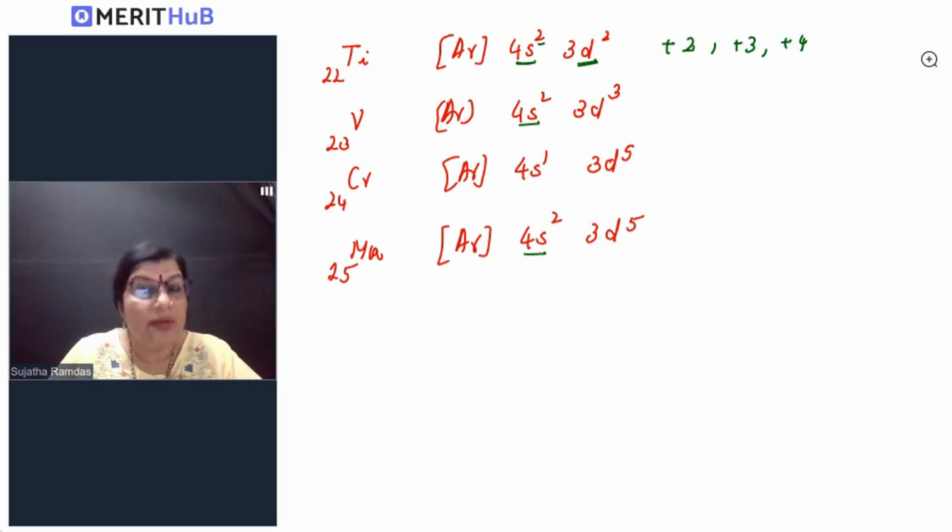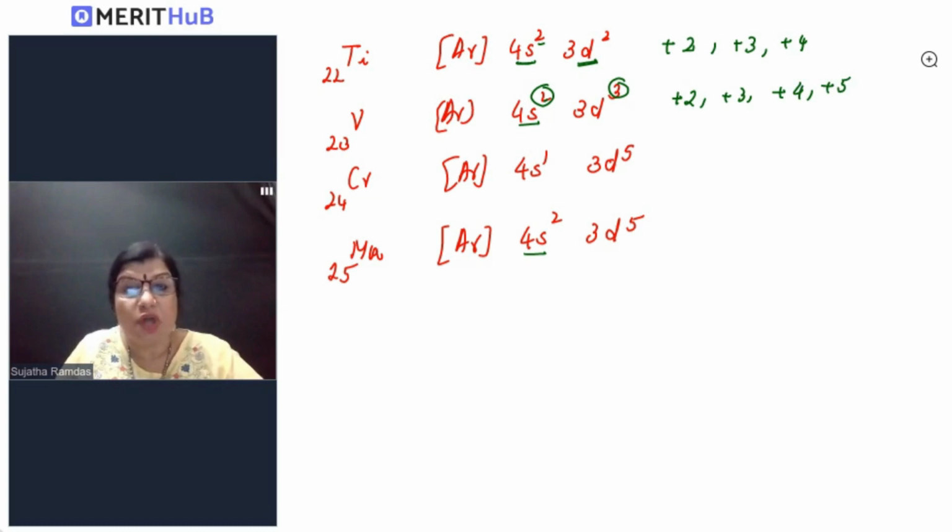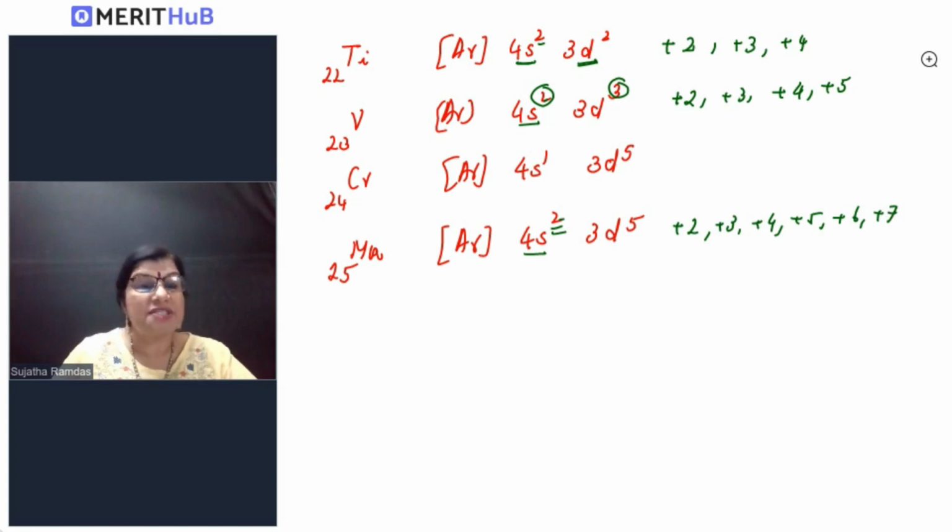Same thing holds good for vanadium. Here we have +2, +3, +4, and we start from +2, +3, +4 and +5. So +2 to +5. Now let's look at manganese. Manganese has got oxidation states starting from +2 to +7: +2, +3, +4, +5, +6, +7. And amongst these oxidation states, some of them may be more stable than the others. But these many oxidation states are practically possible for manganese.